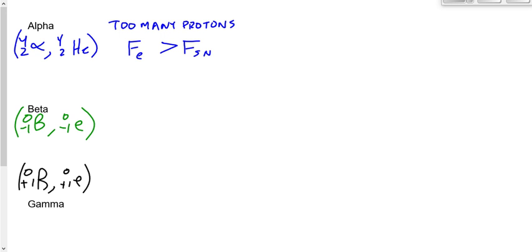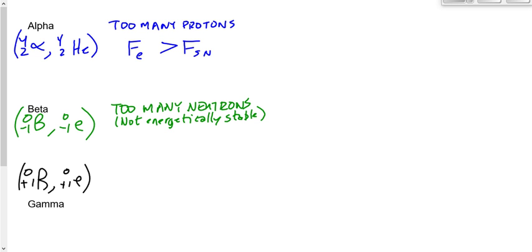All right, beta negative occurs when? What's the condition that happens when beta negative occurs? You got too many neutrons. Now, these too many neutrons don't result in some unbalanced force or some repulsive force that ends up being bigger than the attractive force. Rather, it results in an energetically unfavorable state. The nucleus isn't energetically stable. So it does something in order to try to make the nucleus energetically stable.